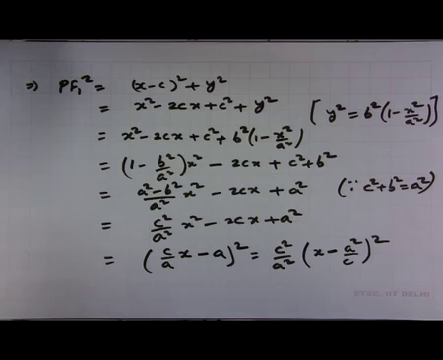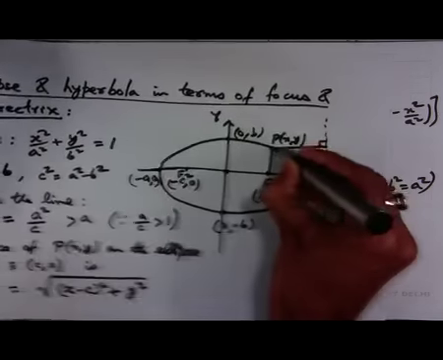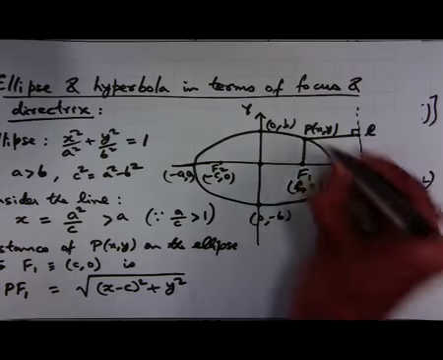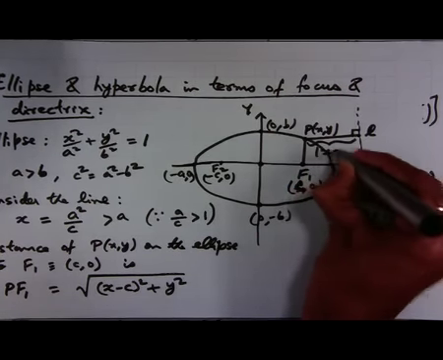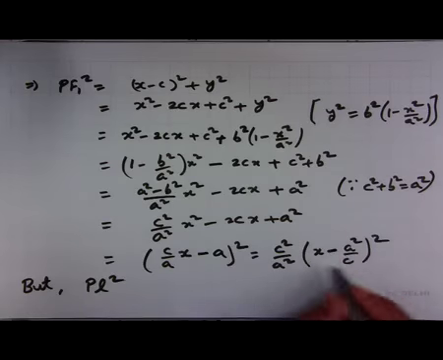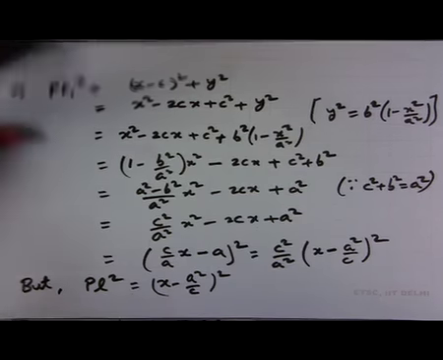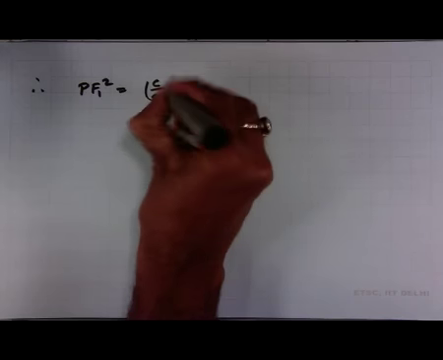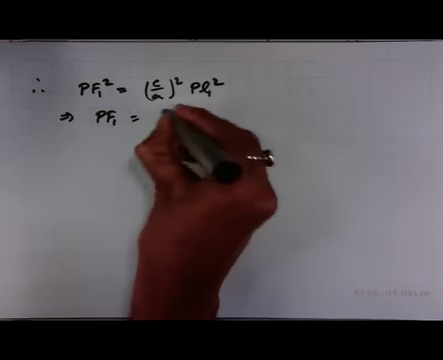But what is the distance of P to L? If you see, this point is P (x, y), this is L, the distance from P to L is x minus a square by c, mod of this distance is mod of x minus a square by c. Therefore, this (x minus a square by c) square is PL square. So, thus we get PF1 square is equal to (c by a) square times PL square, that is PF1 is c by a times PL.